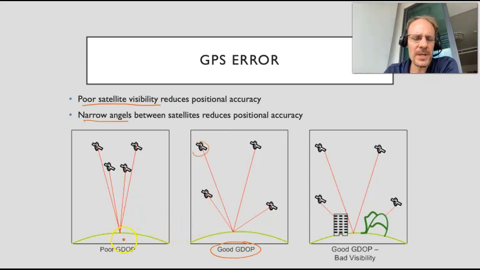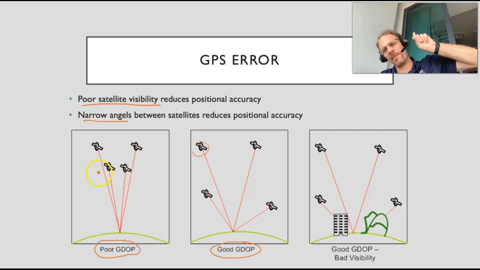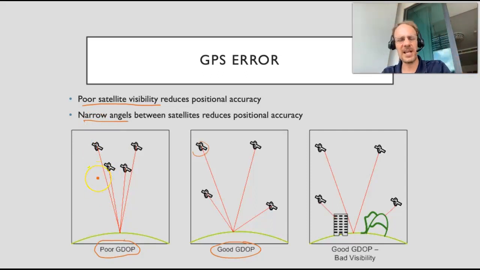But in this one, where we say poor satellites, poor precision, notice that all the satellites are up above us. Okay, they're up above us, and so that narrow angle allows for more error. And so that's not good.